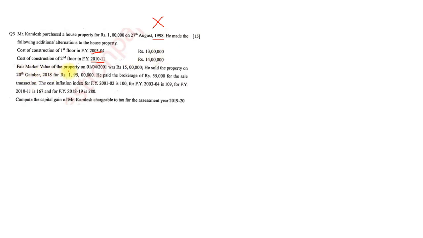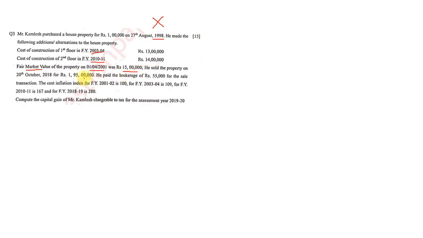The fair market value of the property as on 1st April 2001 was 15 lakh. Now, this is the fair market value. The rule is if the property is purchased before 2001, that value cannot be considered. So we'll have to take the fair market value. So that's my acquisition value, that is the purchase price.